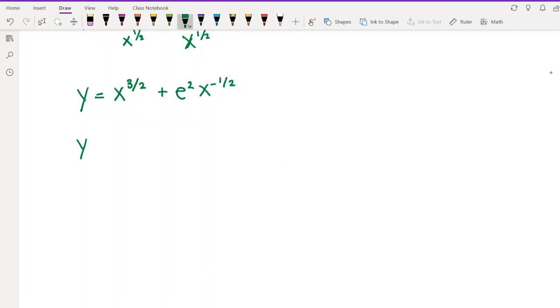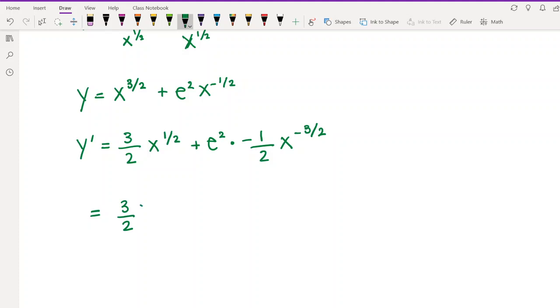So what do we get when we take the derivative? Well, the first part, we bring down the 3/2 and we get 3/2 x to the, subtract 1 from 3/2, and that gives you 1/2. And then the second part, we just leave that e squared along for the ride because it's just a constant. We multiply it by negative 1/2, and then the new exponent is negative 3/2, subtracting 1 from negative 1/2.